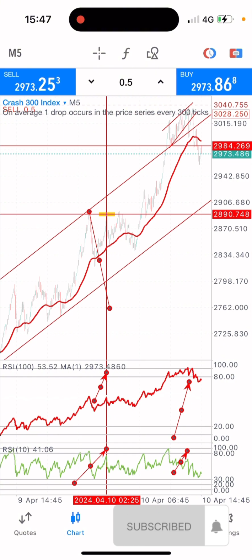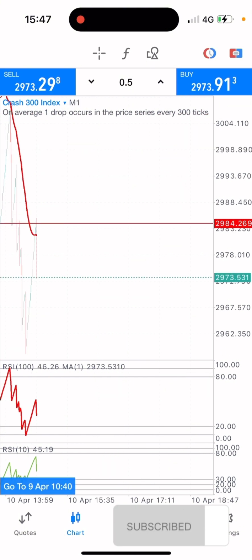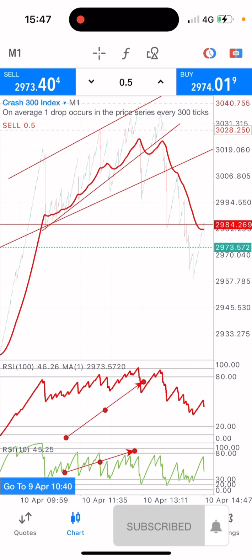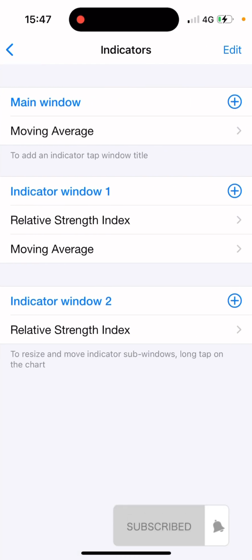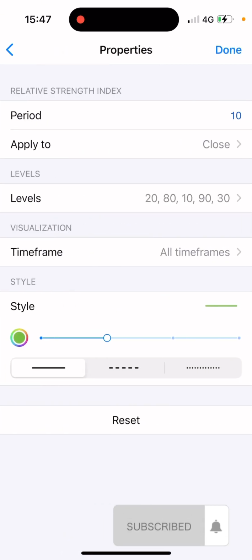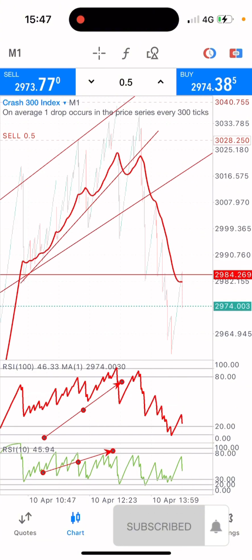So this is it for Crash 300, guys. On Crash 300, you use RSI, the relative strength index, without any moving average. That is the main signal we need. Okay, the period must be 10 on Crash 300. All right, so let's go to another pair and see.